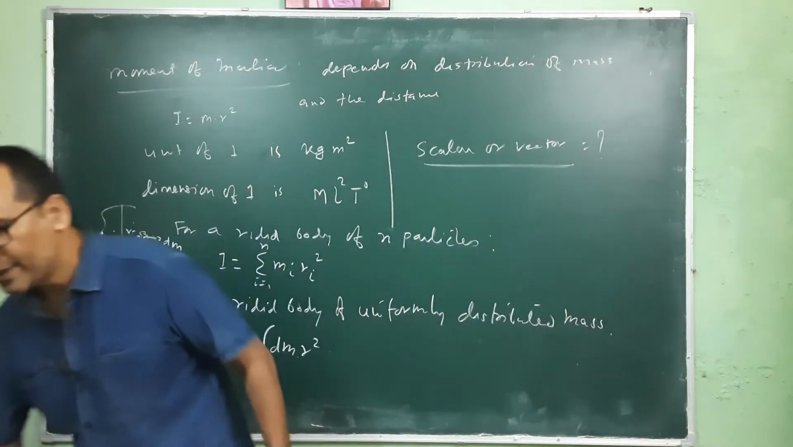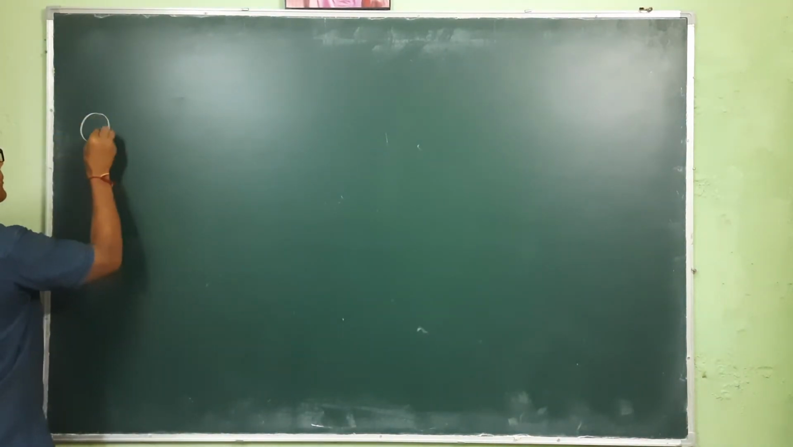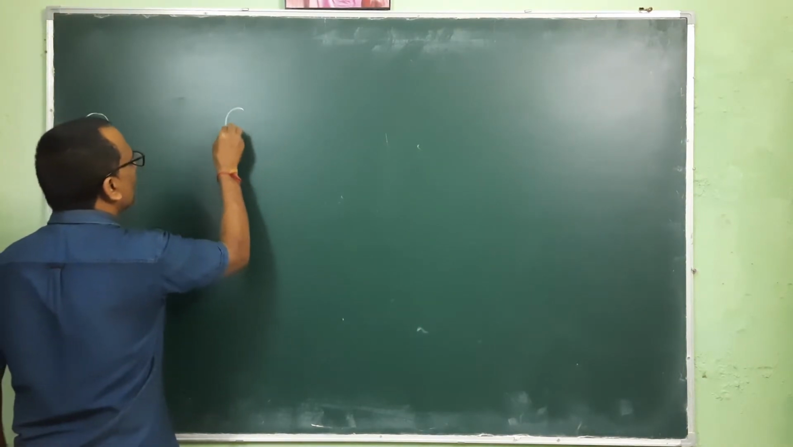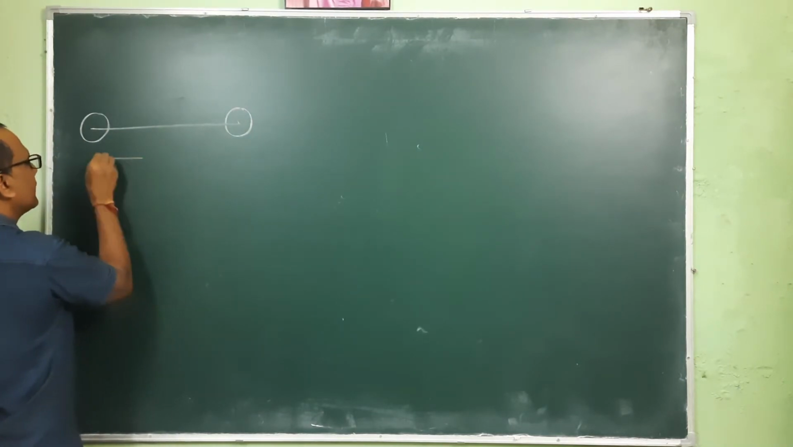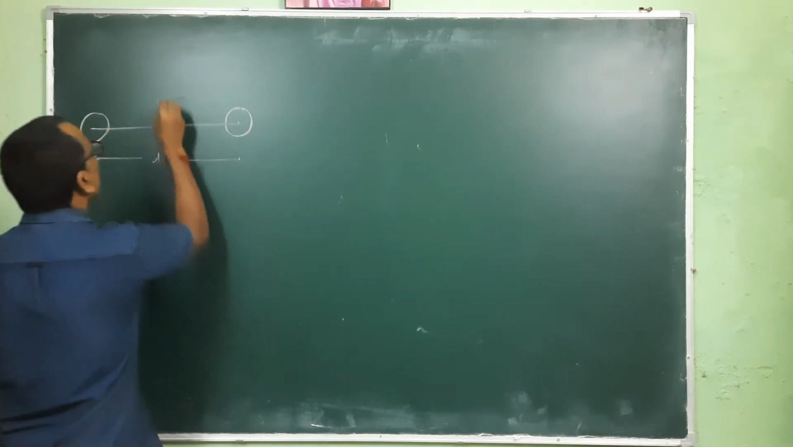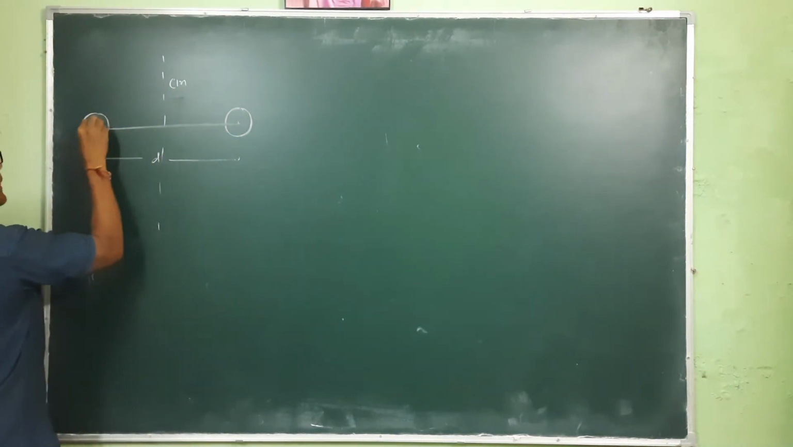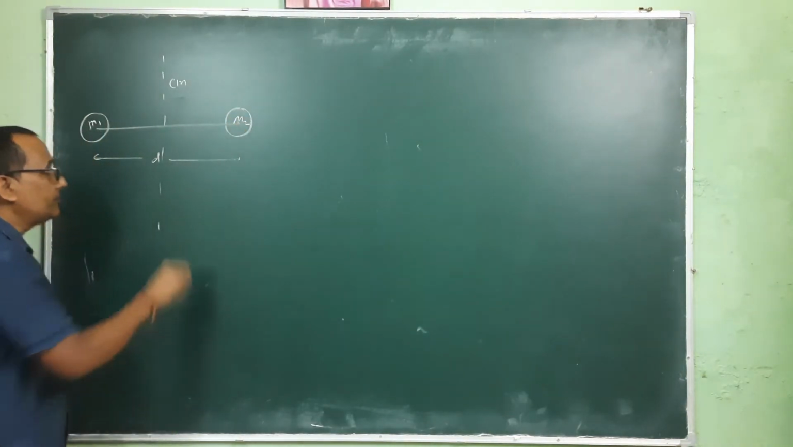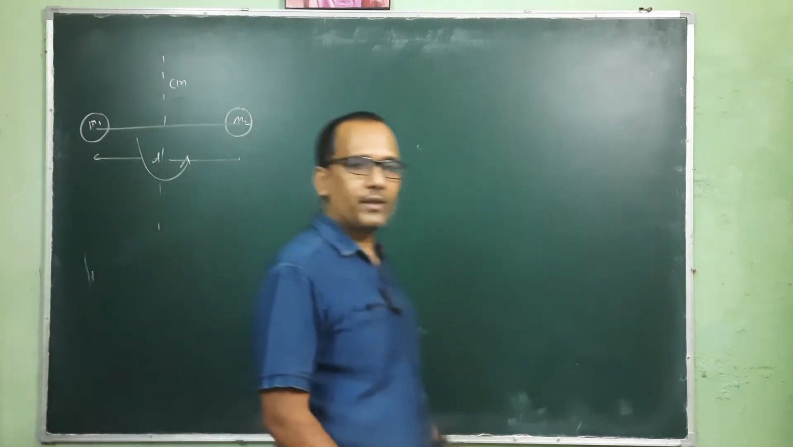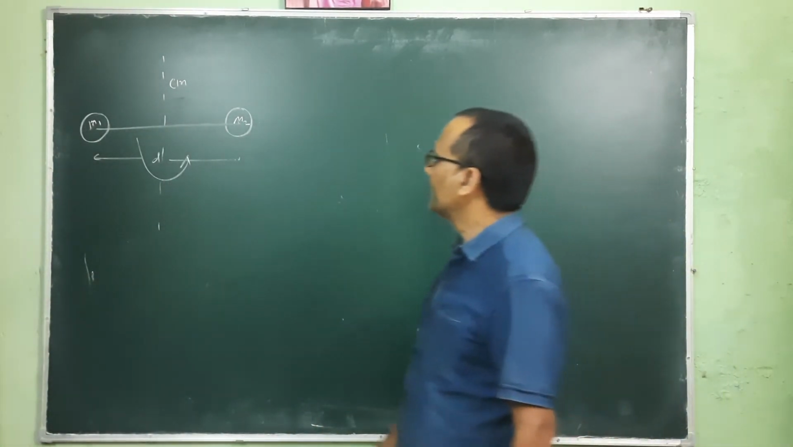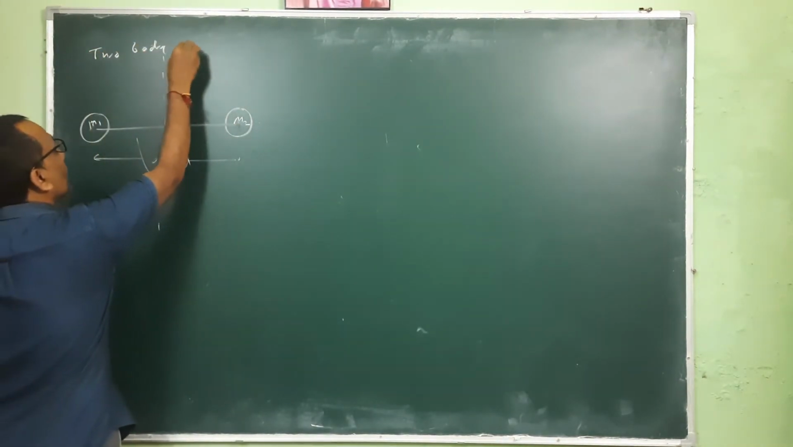So first of all, a two body system. We have this, this is one body, this is another body, and the distance between them is, let's say, d, and this is the center of mass, and let's say this is m1 and this is m2. It's rotating like this. We have to calculate the moment of inertia of this system. So this is a two body system.